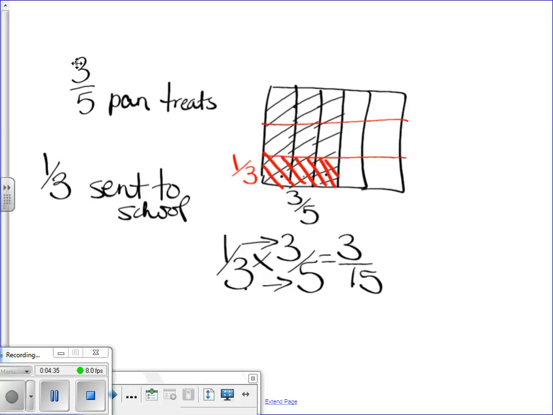Now, this is where something that I taught you in second quarter is highly important. Simplifying your fractions. It can be simplified by 3. 3 can go in the top, 3 can go on the bottom. If it can be simplified, you have to do it. 3 divided by 3 is 1. 15 divided by 3 is 5. So it's 1/5.